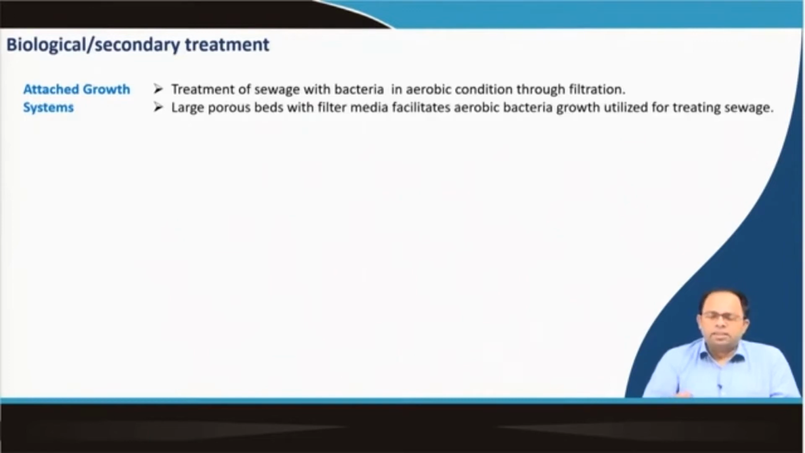So, in this particular case, we use a filtration method where large porous beds with some amount of filter media. It could be sand, it could be brick bats, it could be plastic media. So, it depends on what sort of media we use. Based on that, certain other characteristics could be changed. So, this media facilitates aerobic bacteria growth, and that means this aerobic bacteria grows over the media and forms a film, and when the sewage is passed over this particular media, this aerobic bacteria acts upon the sewage, and then the sewage gets treated. So, that is how this particular system works.